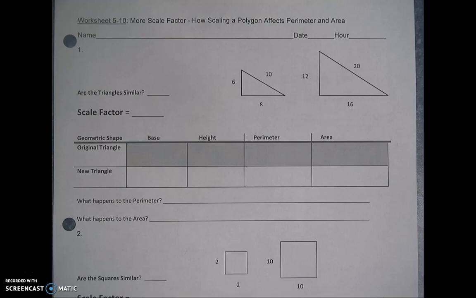A lot of students would just assume if I double all the sides, then the area doubles, or if I triple all the sides, the perimeter triples. That may be true, it may be not. We're going to discover it here together.